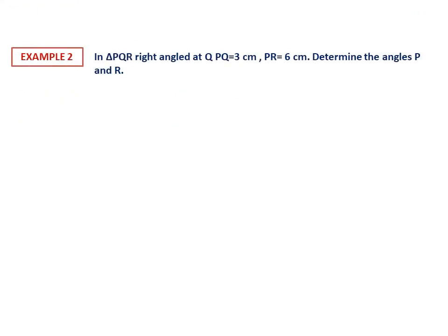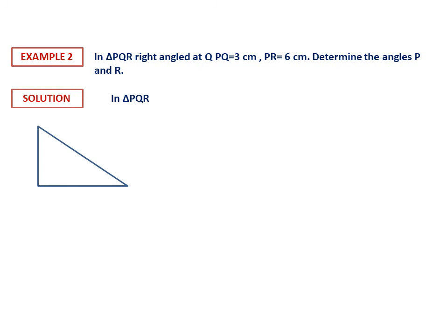Second example, very simple once again. In triangle PQR, right angled at Q, PQ is 3 centimeter, PR is 6 centimeter. Determine the angle P and R. So it is still simple. Consider this triangle PQR. What is given is Q is 90 degree.